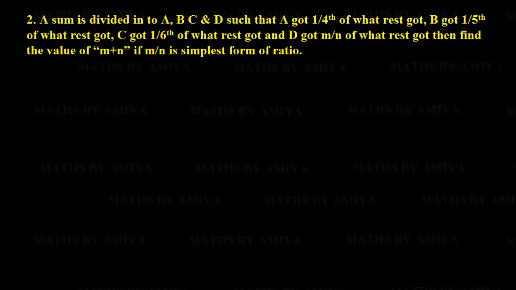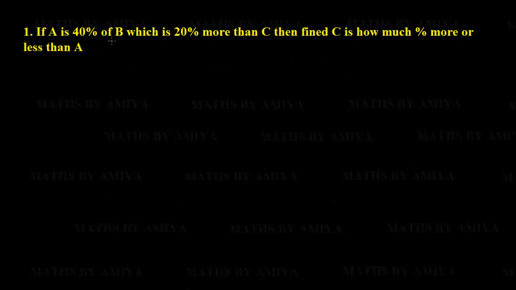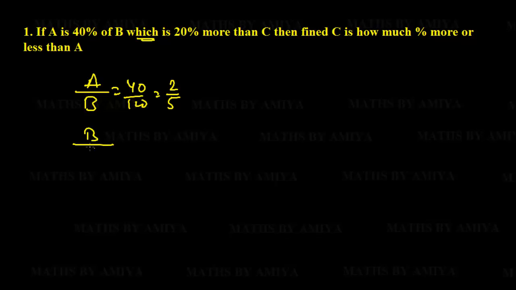Now check the answer. Question number 1. A is 40% of B means A upon B is nothing but 40 upon 100, that is 2 by 5. B is 20% more than C. B upon C, than is with C, means than is 100 and 20% more means 120, that is nothing but 6 by 5.